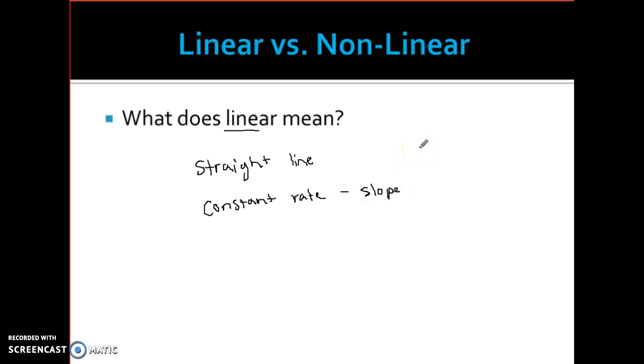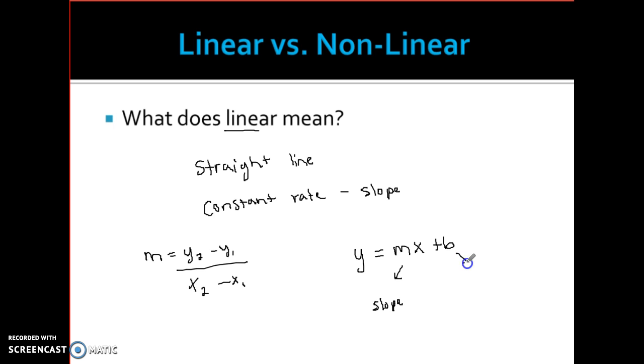Ways that we've worked with finding the slope is comparing two coordinates and using our slope equation, y2 minus y1 over x2 minus x1. And we've also used the equation in slope-intercept form, where y equals mx plus b. m in this equation represents our slope, and b represents our y-intercept.